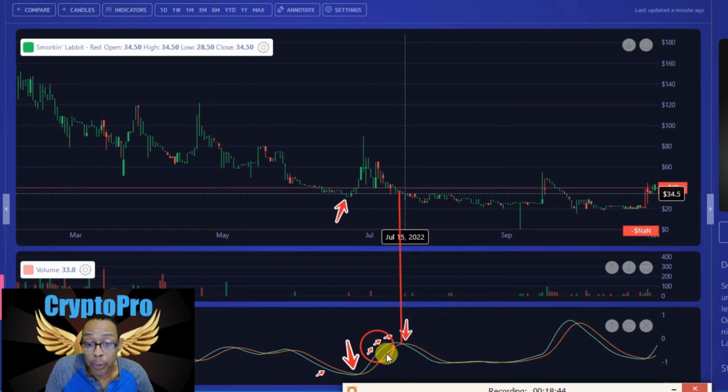So when they are opened up and wide and divergent from each other, that's when you sell right here. Now, during a bear market, they don't last that long, as you can see.